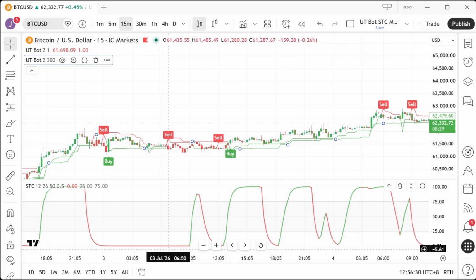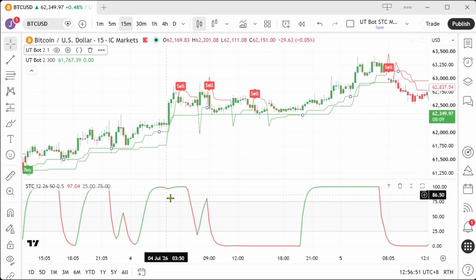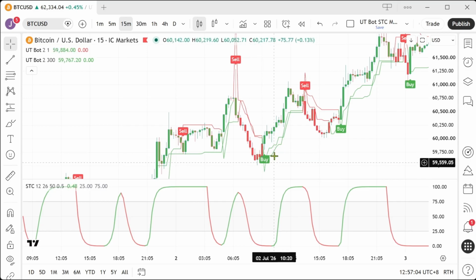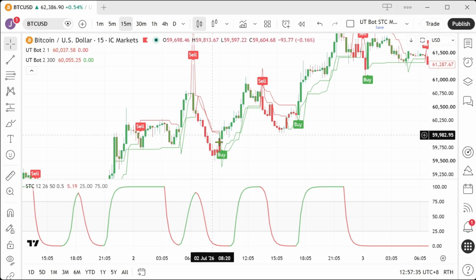So here's where the strategy gets interesting. The entry is the opposite of what most people expect. We only take sell signals when the STC is above 75. And we only take buy signals if the STC is below 25. So this is a reversal strategy. It enters when the market is stretched to an extreme and about to snap back. So the UT Bot gives us the signal and the STC confirms that the market is stretched. Both have to agree.